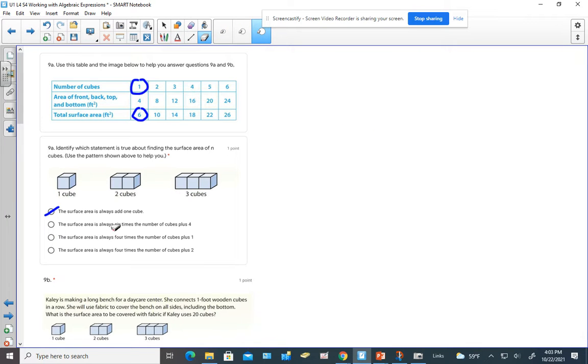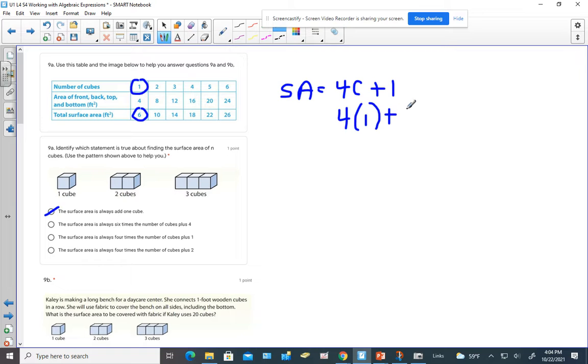The surface area is always 4 times the number of cubes plus 1. So in other words, surface area is 4 times the number of cubes. That would look like this. 4 times c plus 1 would look like that. Let's substitute in this value, which is the number of cubes where c is. 4 times 1 plus 1, and see if we get this number, which is 6. Do we get 6? Let's see if that's right. If we do 4 times 1, we would get 4, and if we add 1, we wouldn't get 6, we would get 5, right? 5 does not equal 6, so that can't be right.